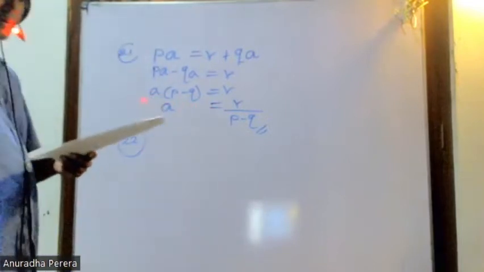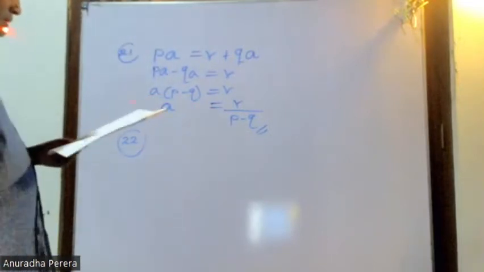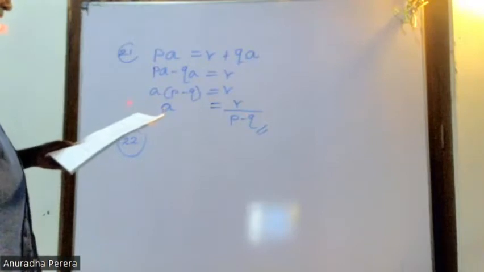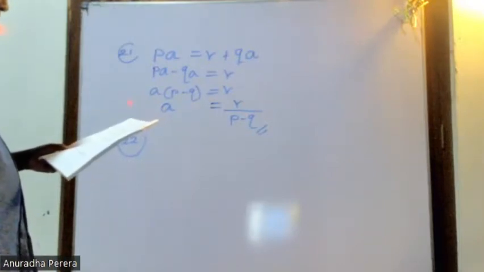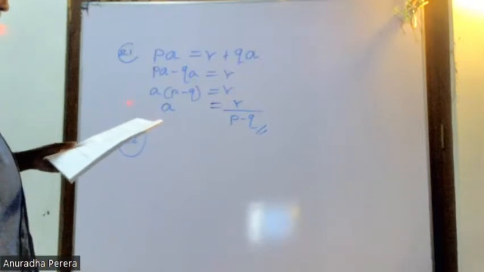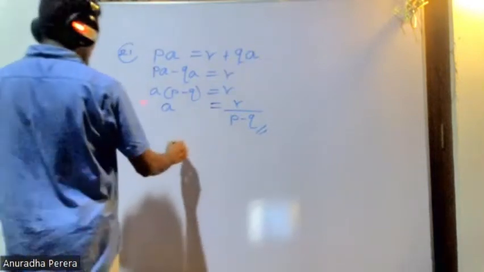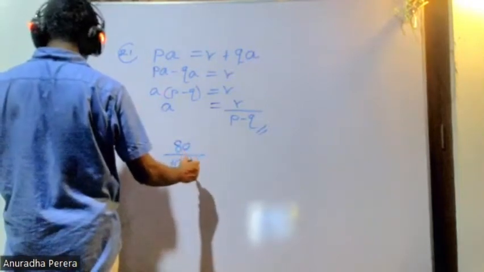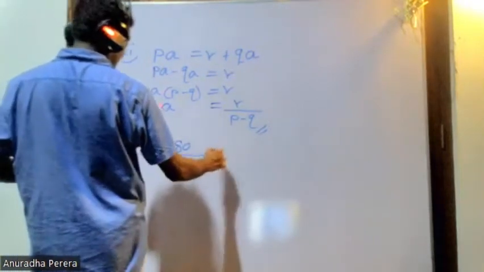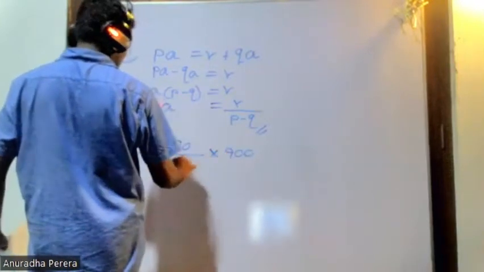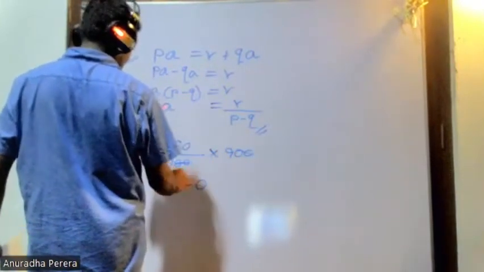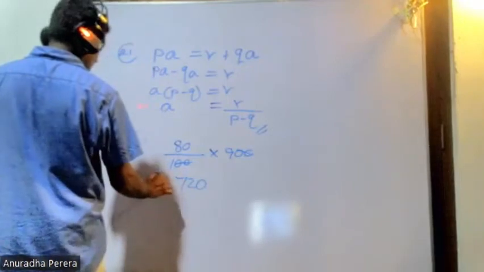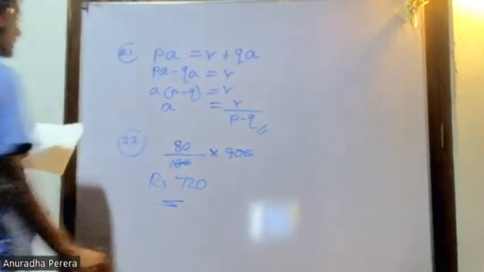22. The cost of production of a shirt is 900. Due to a defect in the shirt, it has to be sold at a loss of 20%. Find the selling price. Directly you can find it. If the buying price is 100, the selling price is 80. But the cost of production is 900, so we can determine the selling price: 720 rupees. This is the answer.